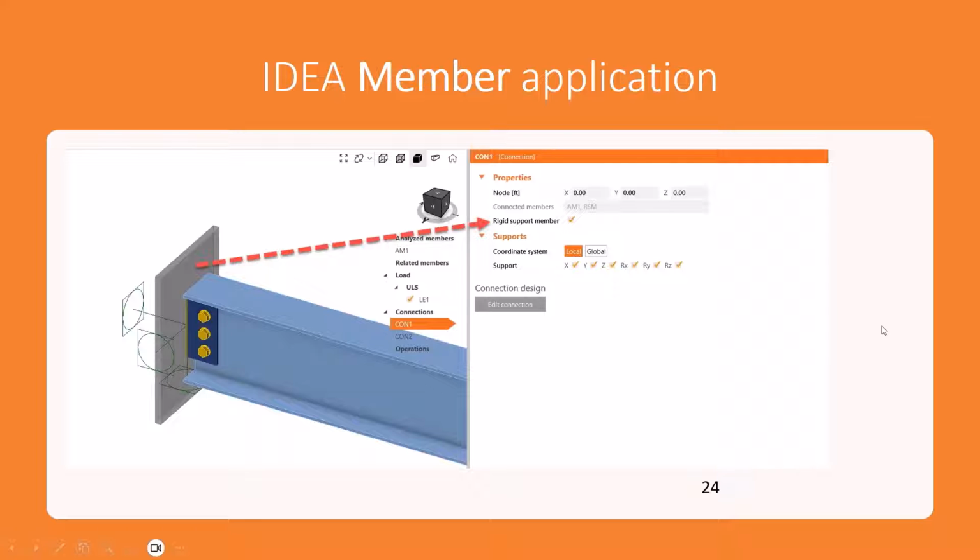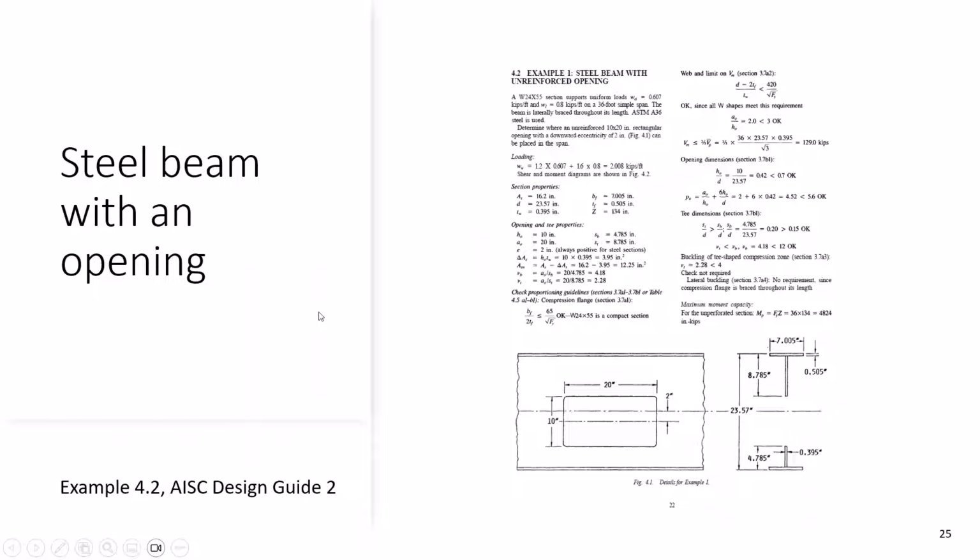Okay. So let's say you want to test the software using an example from AISC design guide number 2. So that design guide is for openings in steel members, right? So this is an example. This is the example I am using. You can explore that later, but let's imagine you want to test this beam, right? In IDEA StatiCa member.